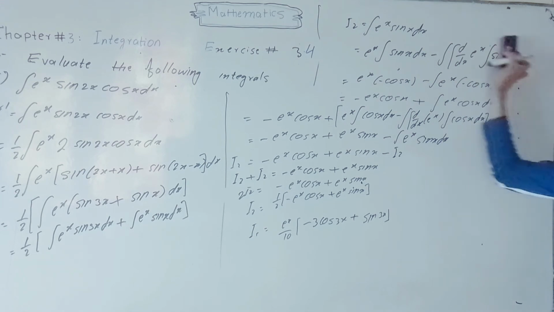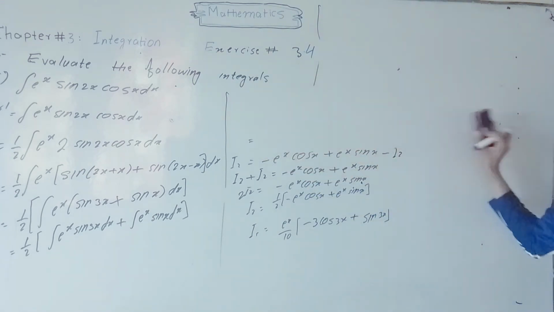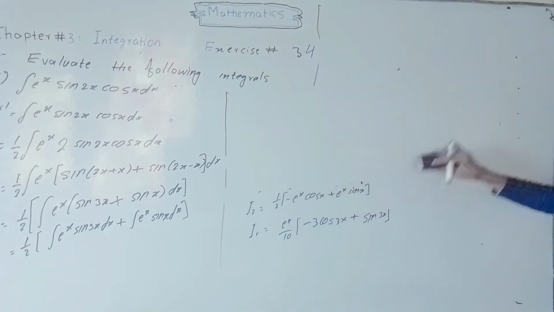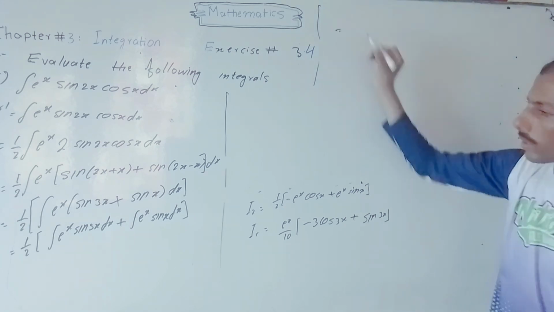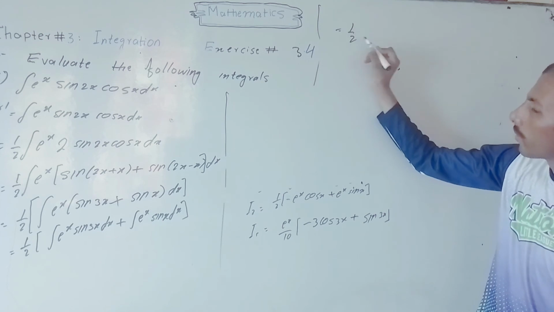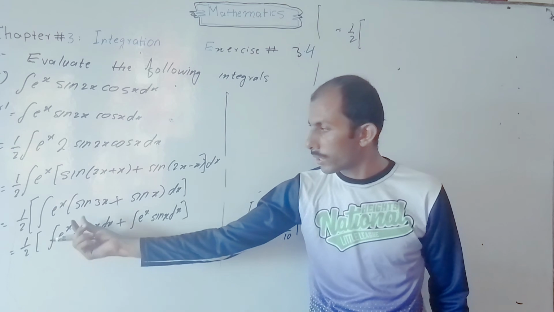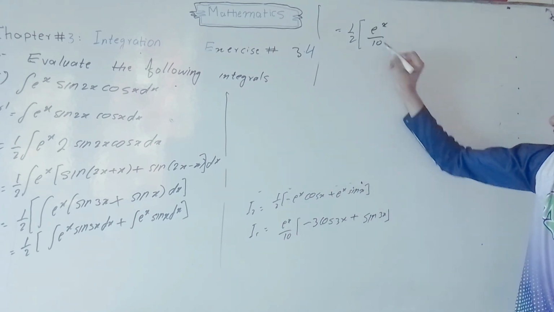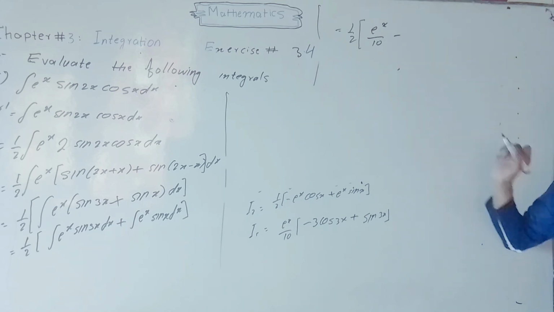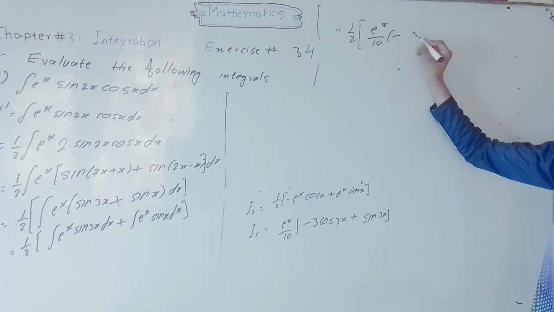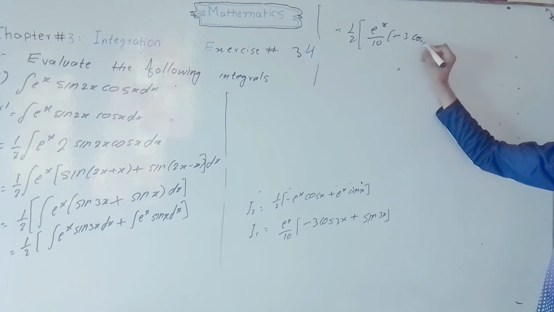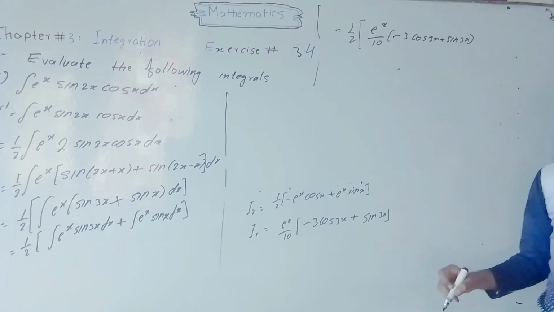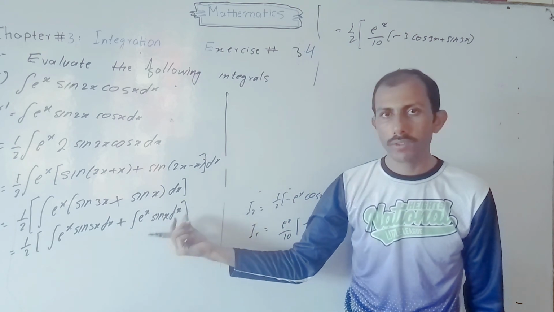which is equal to 1 divided by 2. The integration of e power x sin 3x dx, that is I1, is equal to e power x divided by 10, into minus 3 cos 3x plus sin 3x, plus the integration of e power x sin x, which is equal to I2.